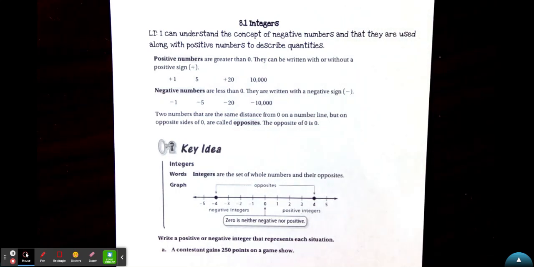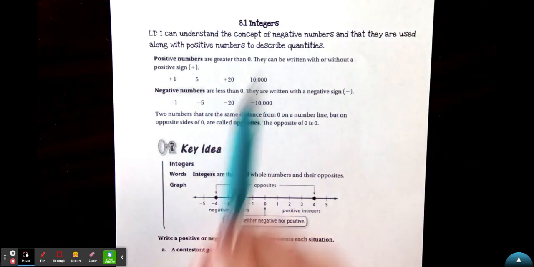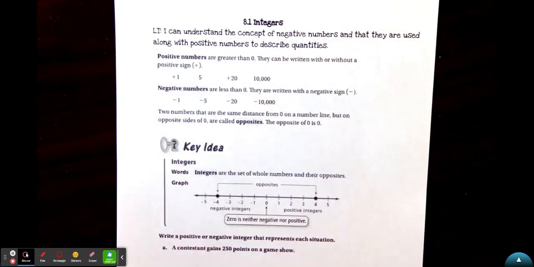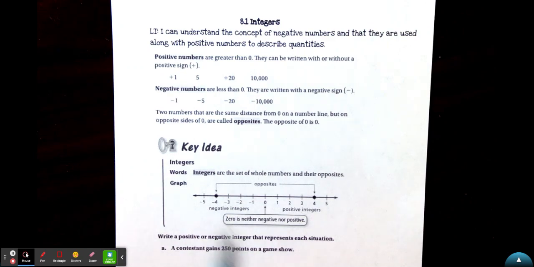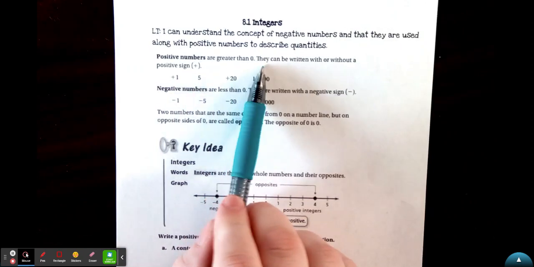Okay, so chapter 8 is all about positive and negative whole numbers. So today we are learning about integers. The learning target is: I can understand the concept of negative numbers and that they are used along with positive numbers to describe quantities. So positive numbers are greater than 0.